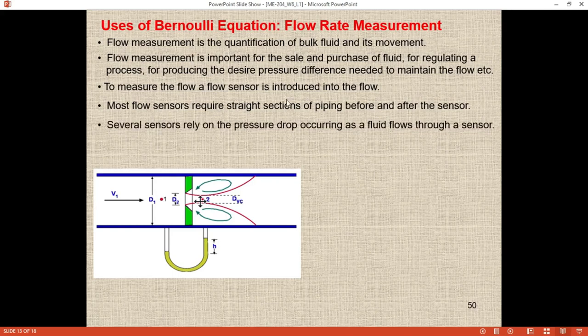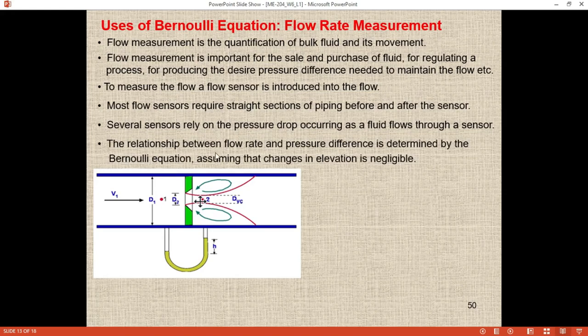Here, several reasons rely on the pressure drop occurring as a fluid flows through a sensor. Whenever the fluid flows through the sensor, it reads the pressure drop. The relation between flow rate and the pressure difference is determined by the Bernoulli equation, assuming that the change in elevation is negligible. Basically, the Bernoulli equation converts the pressure into the form of velocity, or velocity into the form of pressure.